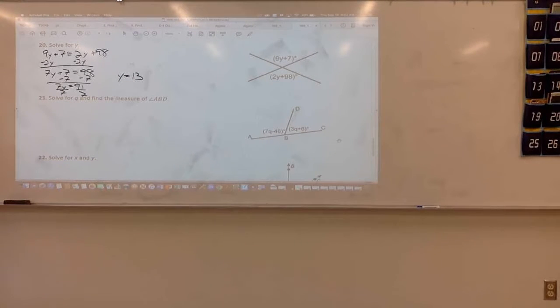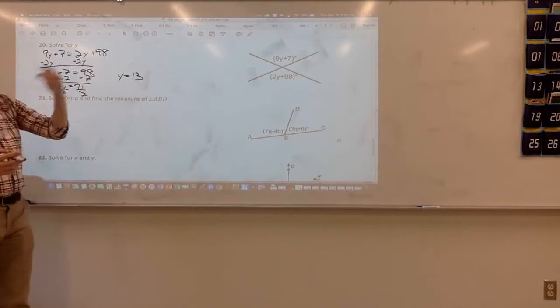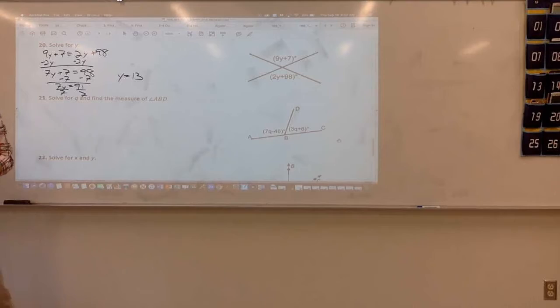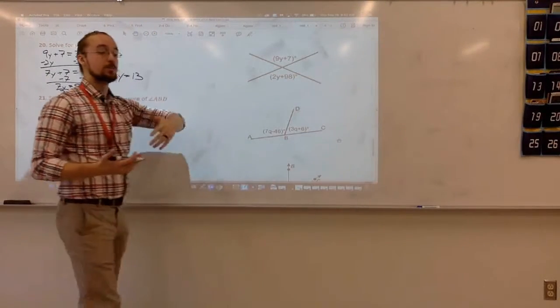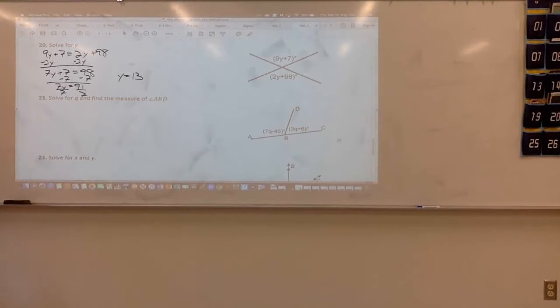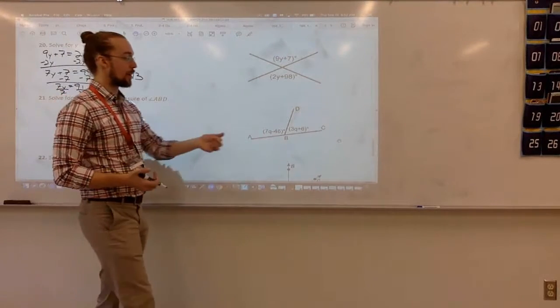Is that my final answer? Yeah, right, because it just says solve for y. So y equals 13 would be my answer. So the key here: vertical angles are equal to each other. For the next one, I've got a different setup, a different diagram.